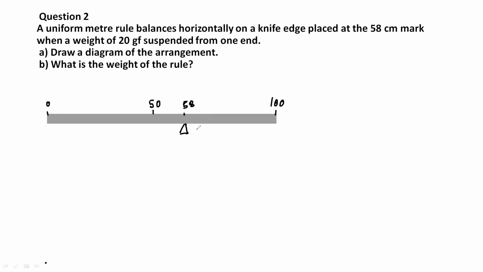See, if the weight is not suspended, this scale tilts in the left hand direction, isn't it? To balance it or to bring it to a horizontal position, we need to apply a weight on the right hand side. So the weight 20 gf is suspended on the right hand side. And the question is to find the weight of the rule. The weight of the rule acts at the center of gravity of the rule, that is at 50 centimeters, which we need to find.